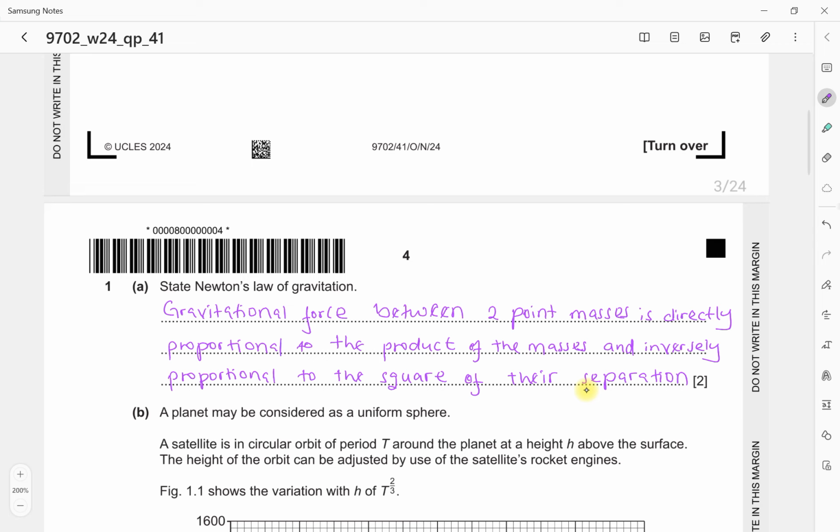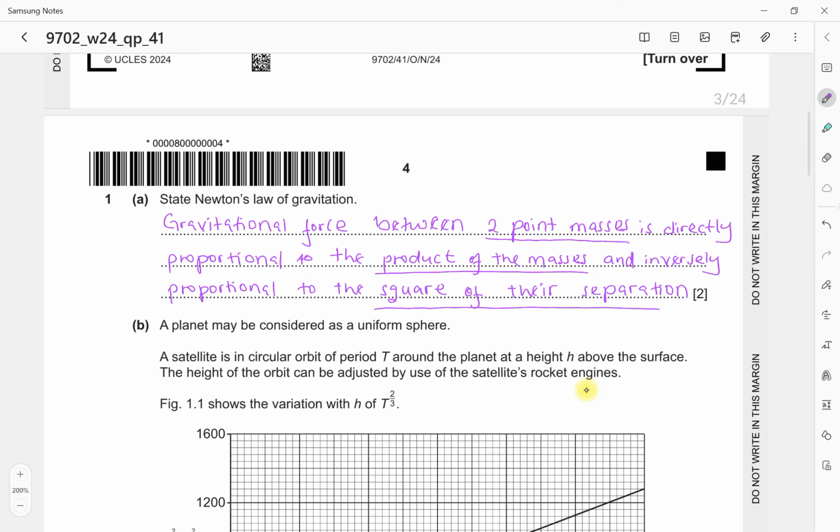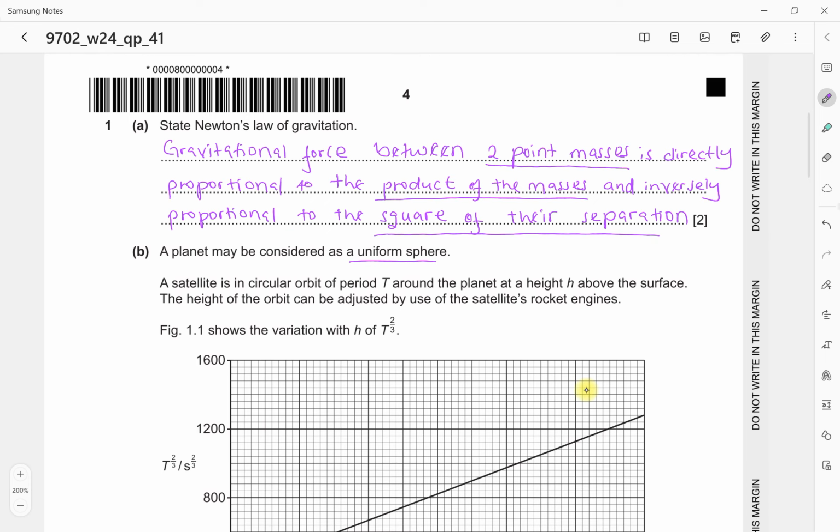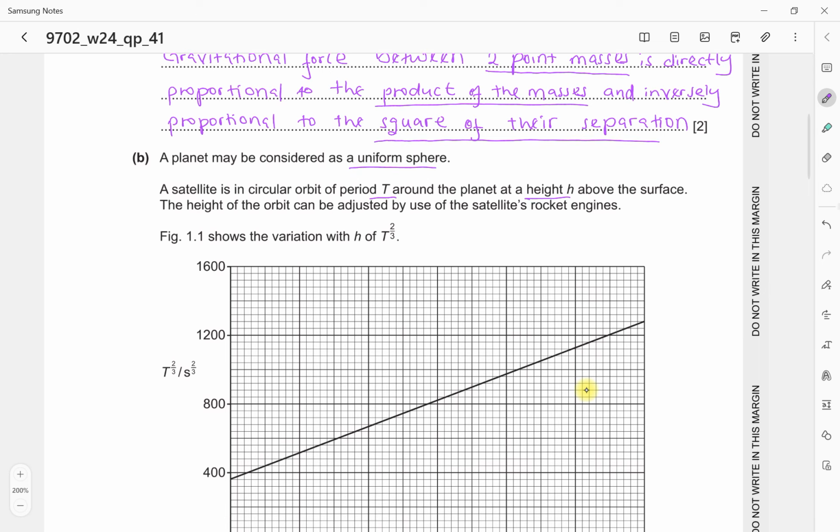So the gravitational force between 2 point masses is directly proportional to the product of the masses and inversely proportional to the square of their separation. Those are very important parts for this statement. A planet may be considered a uniform sphere. A satellite is in a circular orbit of period capital T around the planet at a height h above the surface of the planet. The height of the orbit can be adjusted by using a satellite's rocket engine. The figure 1.1 shows the variation with h of T power 2 over 3.